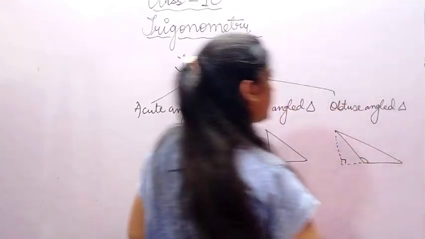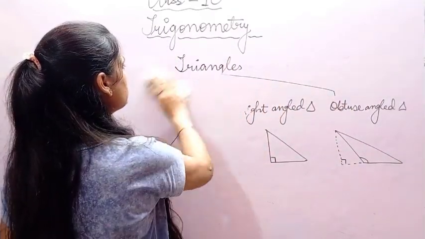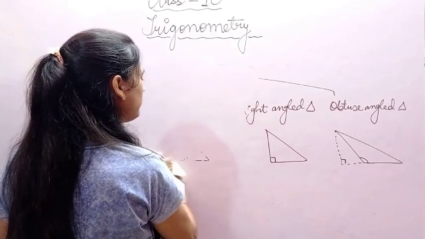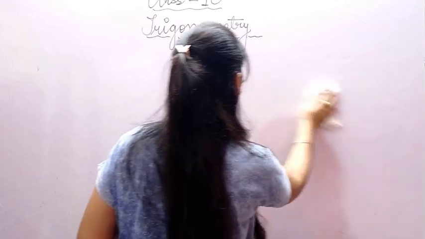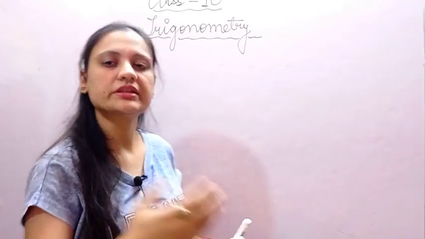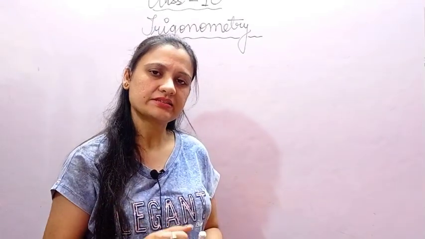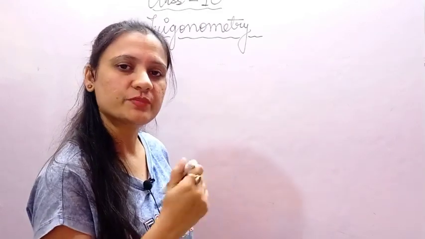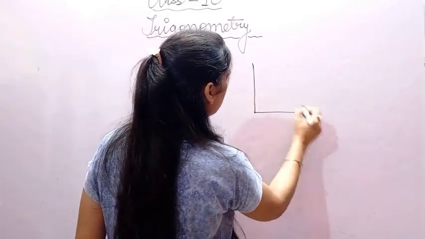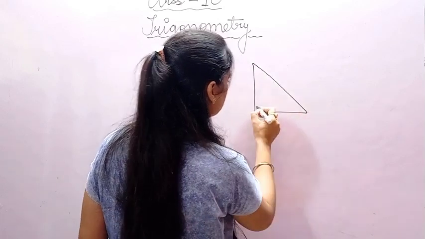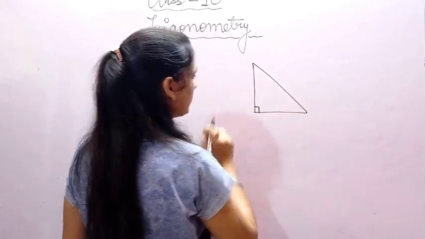Next, you have heard that there are 6 trigonometric ratios. Have you ever thought why only 6 trigonometric ratios are there? Why not more than 6 or why not less than 6? Don't worry, I'll explain this also. So let us draw a right angle triangle. This is a right angle triangle.